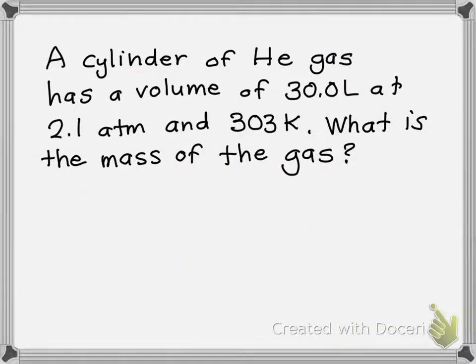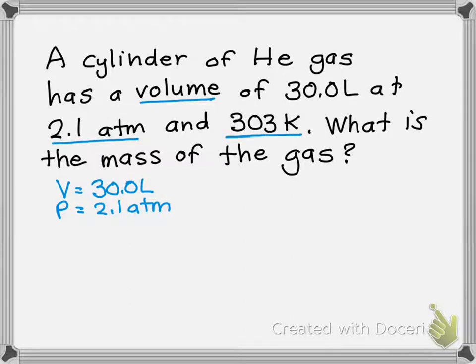Now let's do one more problem, kind of along that same line, just so you can see. It says a cylinder of helium gas has a volume of 30 liters at 2.1 atmospheres and 303 Kelvin.